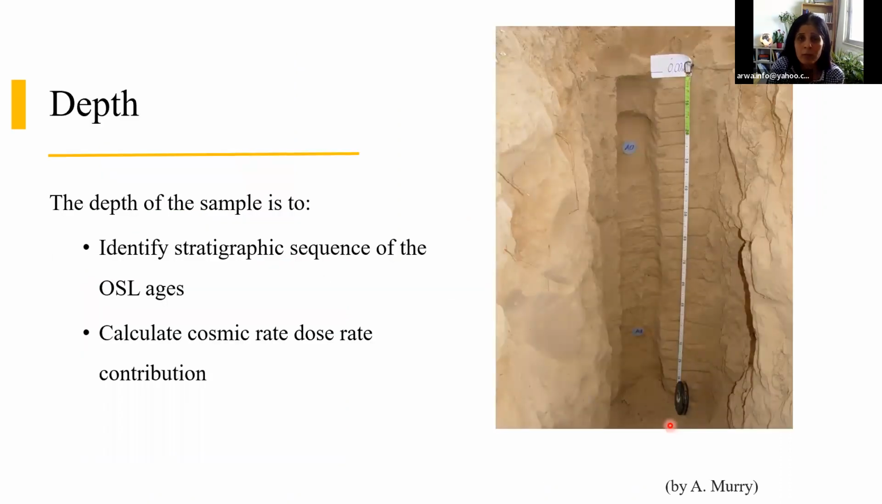Always record the information on the latitude, longitude, and the elevation of the site and the burial depth of the sample, because these four parameters affect the calculation of the cosmic ray contribution to the dose rate. Photographs and profile sketches should always be included in our study because they help us to illustrate the stratigraphic relationship between the samples.